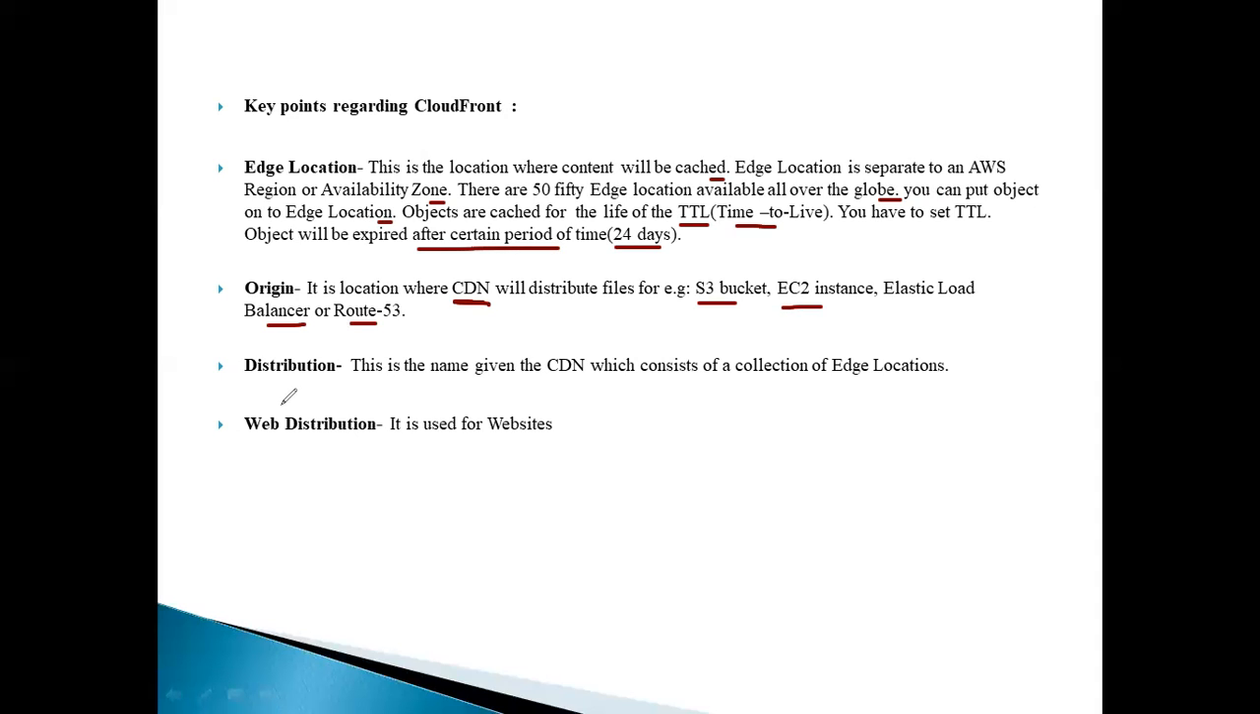So you can select one of them as an origin. Either you can select an S3 bucket, or EC2 instances, load balancer, or Route 53. Distribution is the name given by CDN, which consists of a collection of edge locations. Web distribution is used for websites.